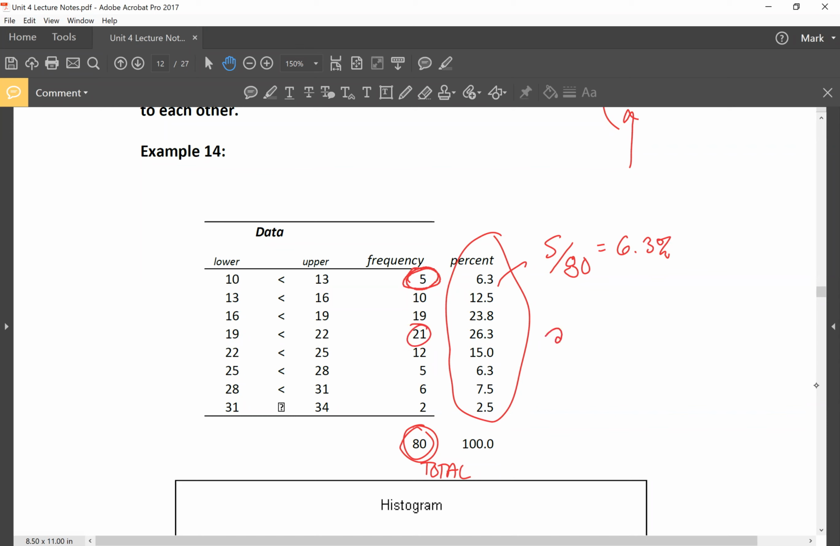21 out of 80 would give me the 26.3% that I'm looking for. I'm just letting you know where the percentage came from. I'm taking the frequency from the total. So this is a bit of review from chapter 3 in a way.